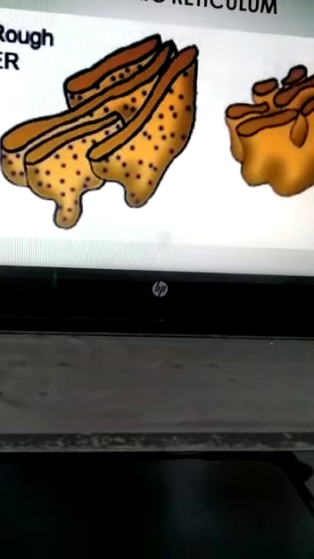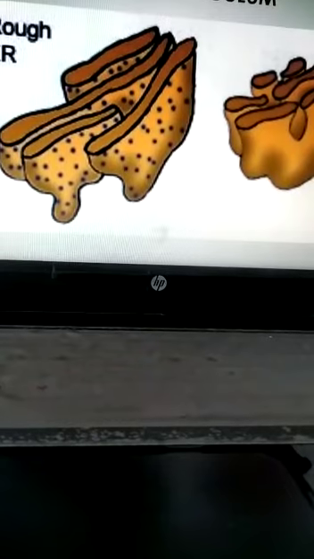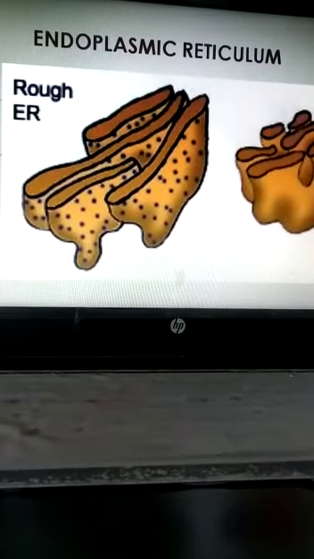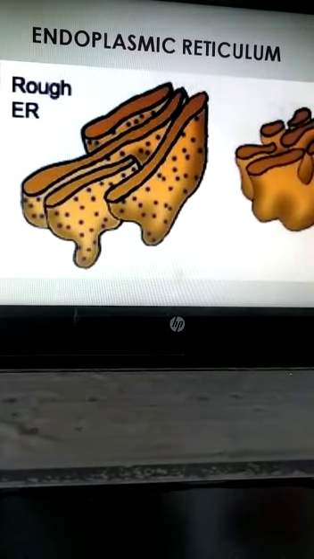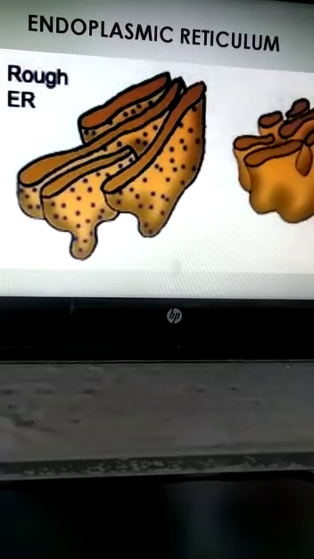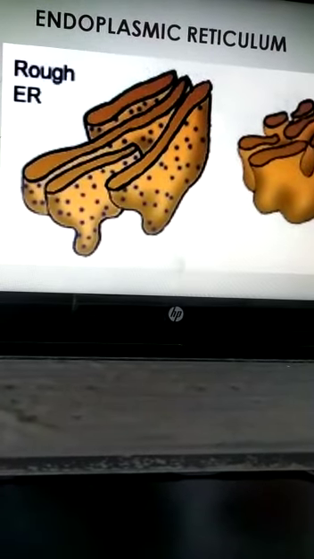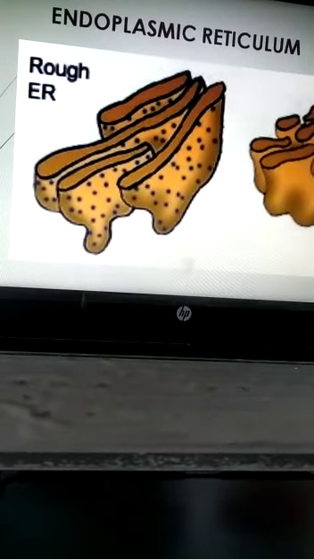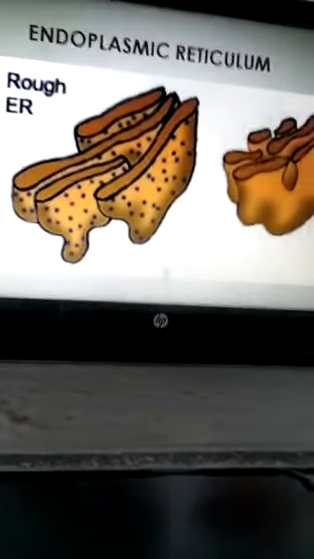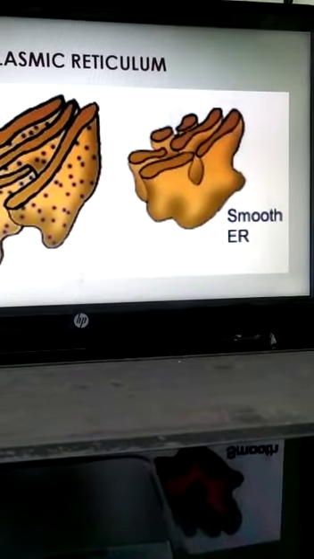Next is the endoplasmic reticulum. Endoplasmic reticulum is a complex network of membrane-bound structure which runs through the cytoplasm. It is divided into two types. First is the rough endoplasmic reticulum. Second is the smooth endoplasmic reticulum.